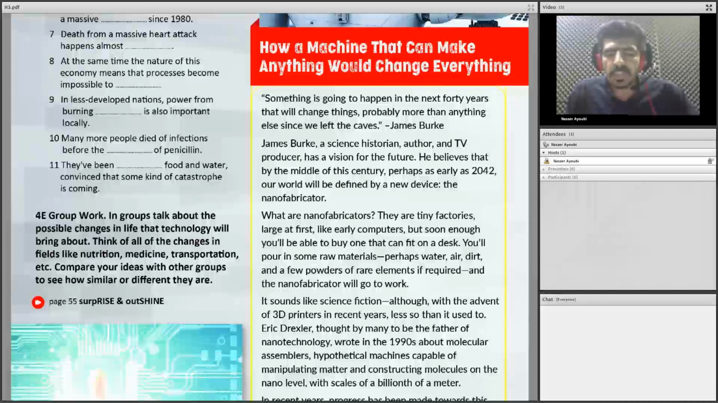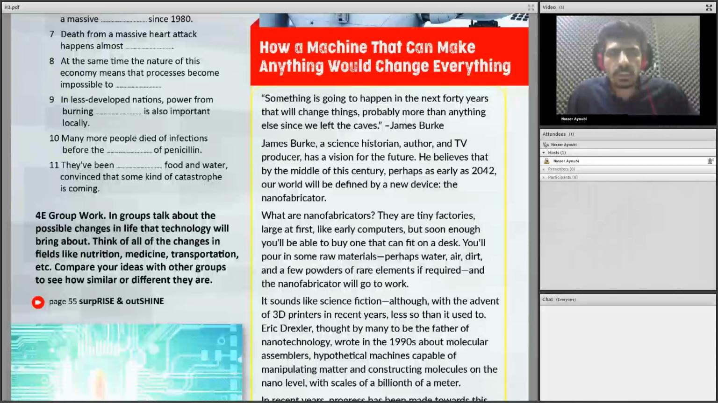He believes that by the middle of this century, perhaps as early as 2040, our world will be defined by a new device, by a new tool. What is that device? The nanofabricator. Nano is a prefix which means extremely small. Fabricator is producer, factory. So nanofabricator means a small, tiny factory.